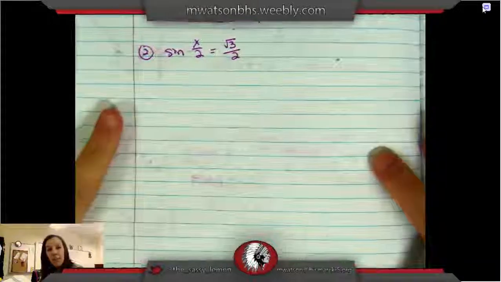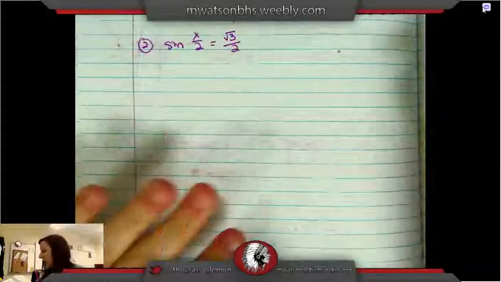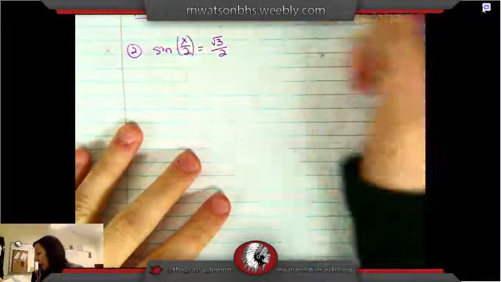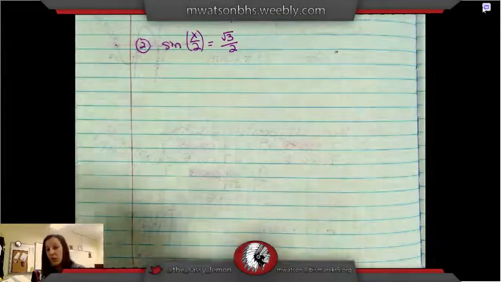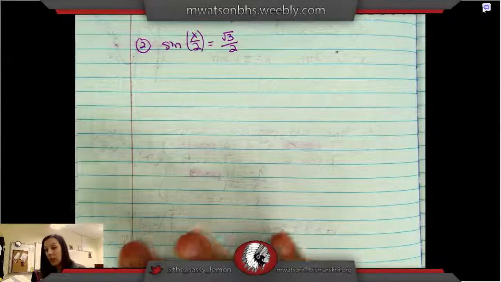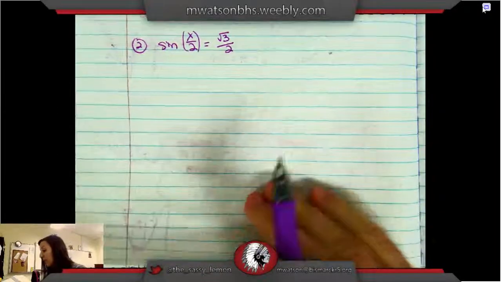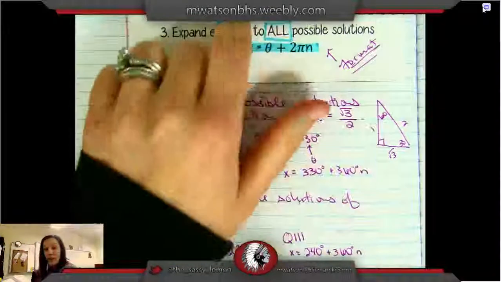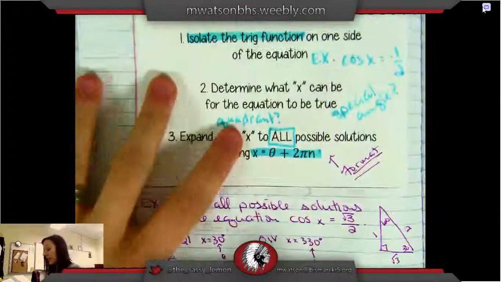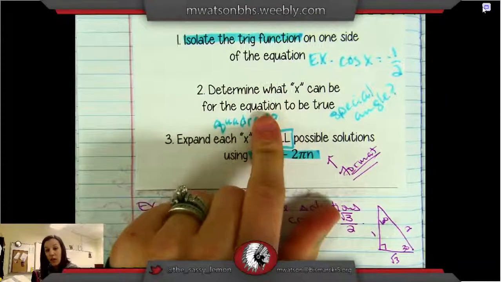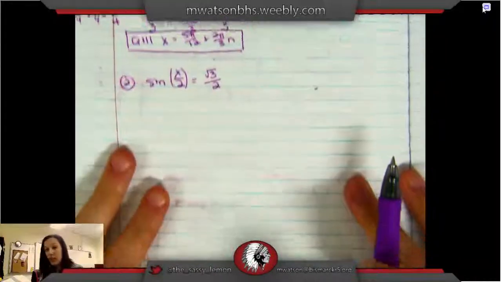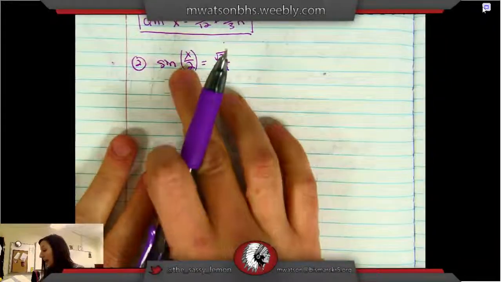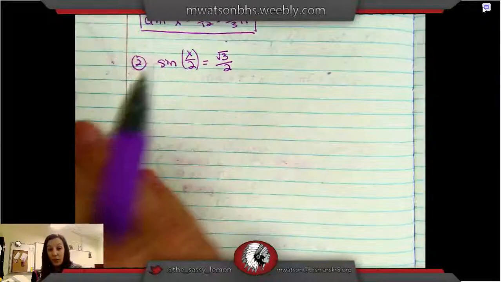Alright, so our second problem is sine of x over 2 equals the square root of 3 over 2. So we're going to start this whole problem just like we did our lesson last time. So we're going to go through the steps. We have the trig function isolated. We're going to determine what x can be for the equation to be true. Here we're actually going to figure out what x over 2 can equal for the equation to be true.